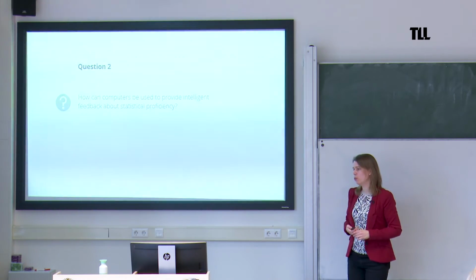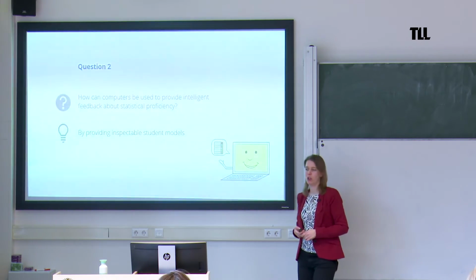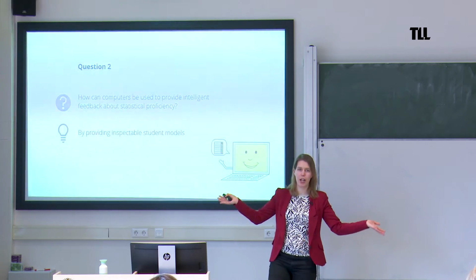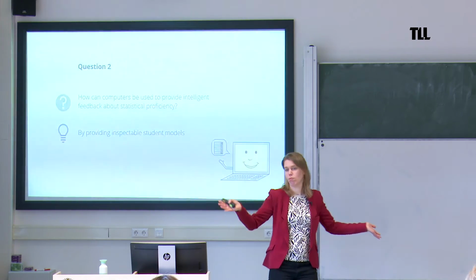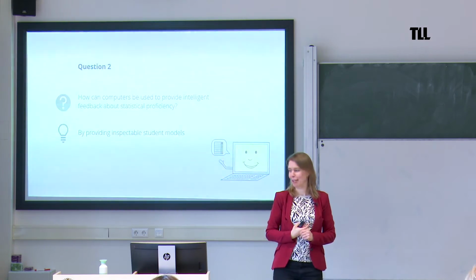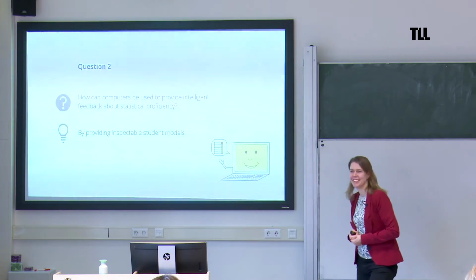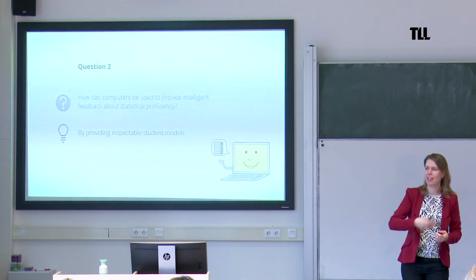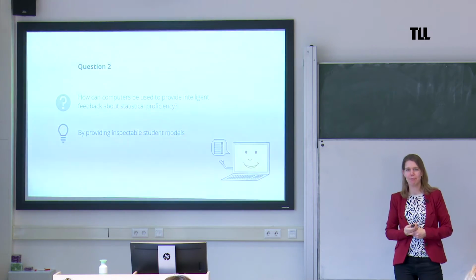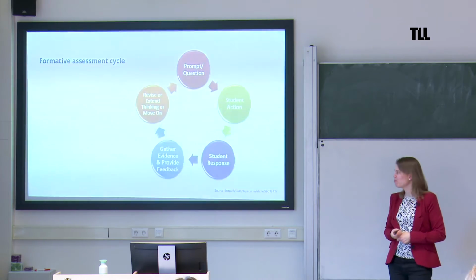So how can computers be used to provide intelligent feedback about statistical proficiency? Well, obviously, by providing inspectable student models. Everybody convinced? I'm happy, I'm handing in my thesis. Done? Not really.